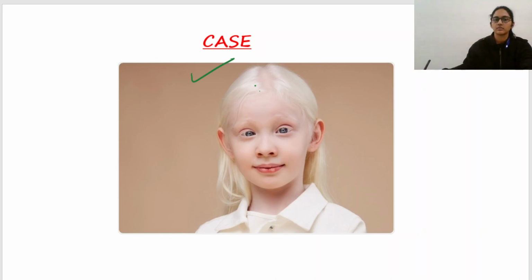Yes. So the patient is hypopigmented. They will be sensitive to UV rays. Yes, they are more prone to developing melanomas. So it is nothing but albinism. It is nothing but albinism.